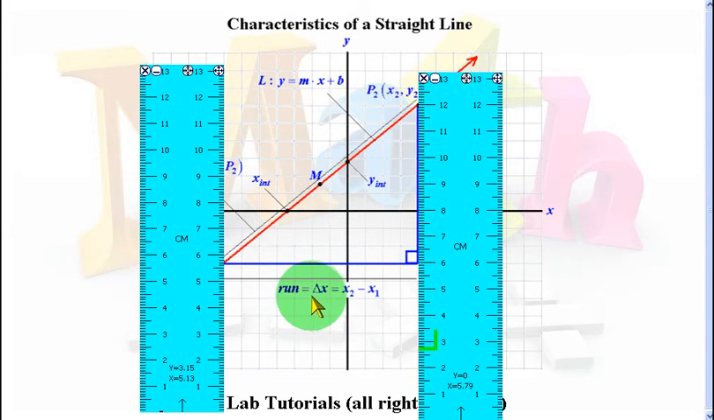We use the symbol delta x as a short form for x2 minus x1. Delta is a Greek letter implying difference, and delta x, of course, is the difference in x values. And literally, we call that the run. So the run is defined to be the difference in x values, which is x2 minus x1. For example, x2 over here is 4, x1 over here is minus 7. So x2 minus x1 would be 4 minus minus 7, which is 11. And that's what constitutes the run.